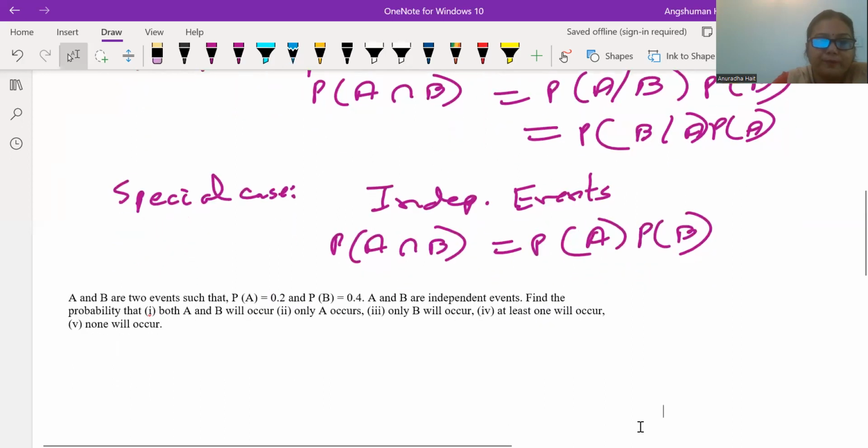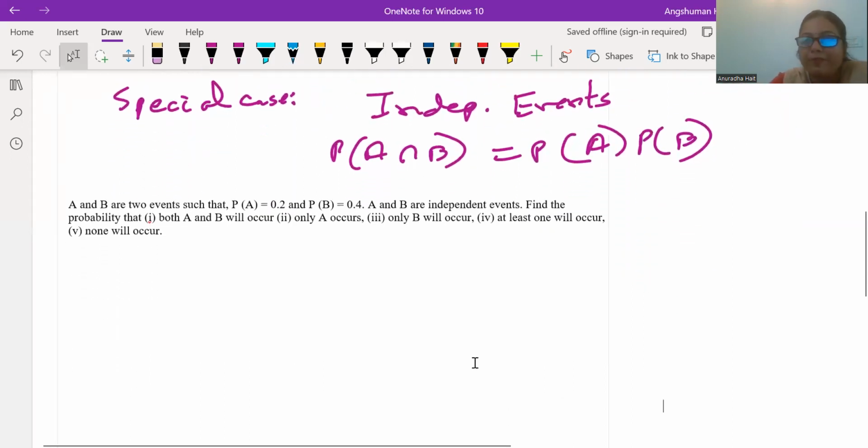The first problem. A and B are two events such that probability of A equal to 0.2, probability of B equal to 0.4. It is given they are independent events. So no formula of the conditional probability will come here. Find the probability both A and B will occur, only A, only B, at least one of them, none of them. So we have to find out this.